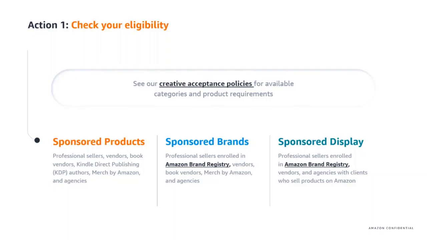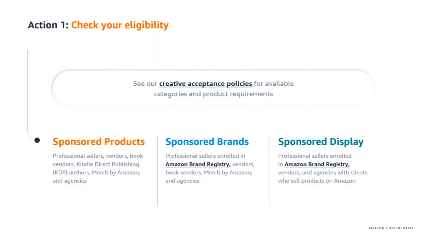For example, sponsored products are available for professional sellers, vendors, book vendors, Kindle Direct Publishing authors, Merch by Amazon, and also to agencies. Sponsored brands are available for professional sellers who are enrolled in Amazon Brand Registry, as well as vendors, book vendors, Merch by Amazon, and also agencies. And then sponsored display is available for professional sellers enrolled in Amazon Brand Registry, vendors, and agencies with clients who sell their products on Amazon.